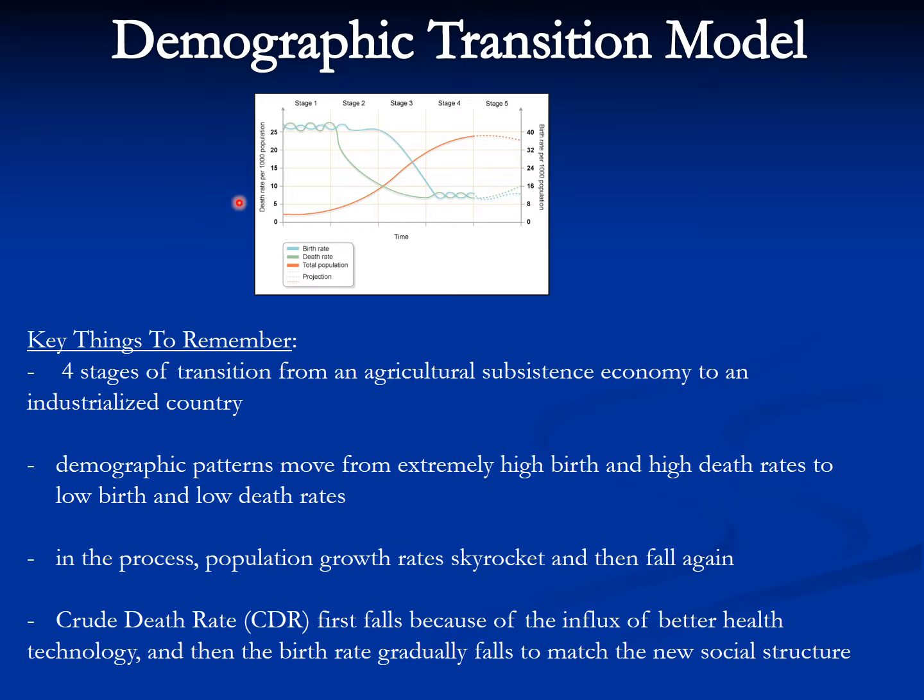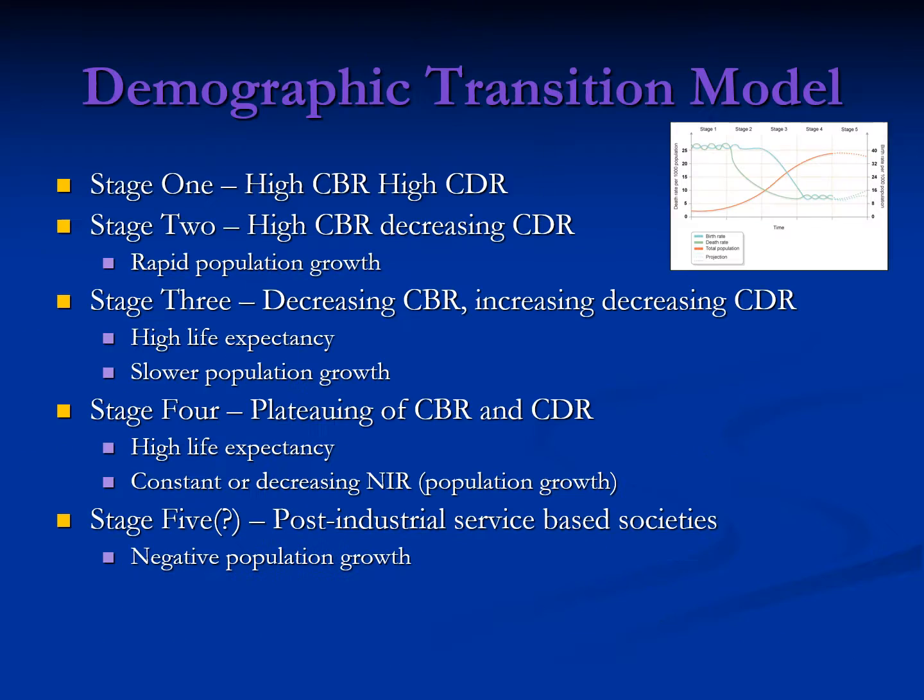The key things to remember for this is that there are 4 stages of transition from an agricultural subsistence economy to an industrialized economy. Demographic patterns move from extremely high birth and high death rates to low birth and low death rates. In the process, population growth rates skyrocket and then fall again. Crude death rate, CDR, first falls because of the influx of better health technology, and then the birth rate gradually falls to match the new social structure.